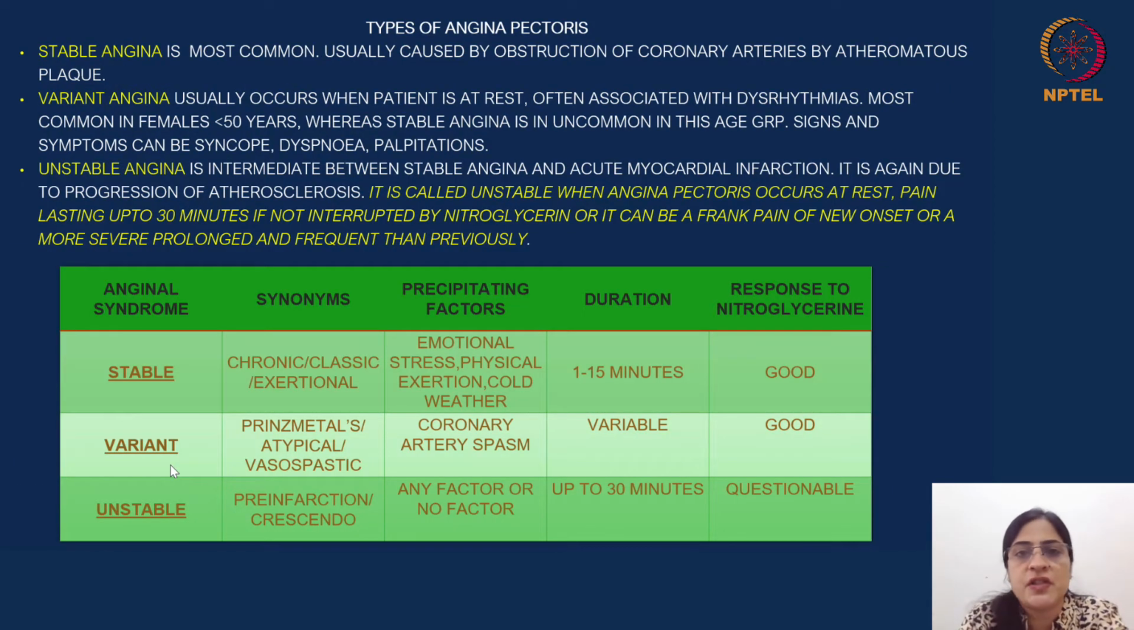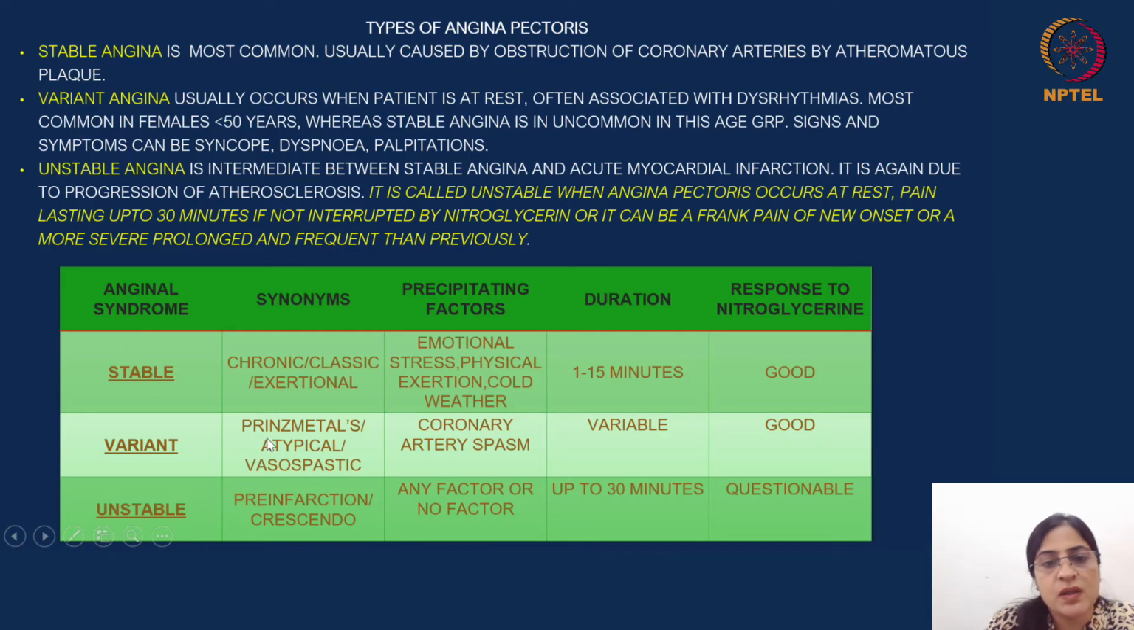So what are the types of angina pectoris? We have basically 3 types of angina pectoris. Stable angina is the most common and is usually caused by obstruction of coronary arteries by atherosclerosis. The synonyms for stable angina are chronic, classic, exertional. The precipitating factors include the 4 E's. The duration could be a few minutes, less than 15 minutes, and the response to nitroglycerin is good in case of stable angina.